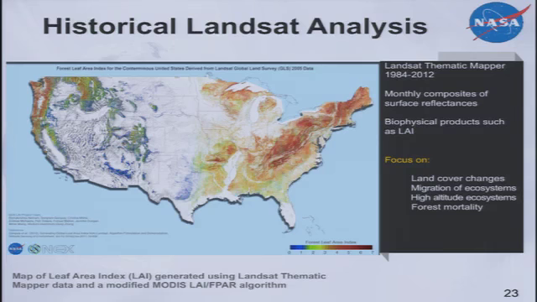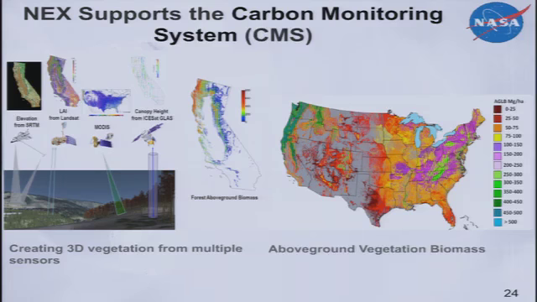Of course, we can take a look back in time, what kind of change had been there. This is the Landsat data analysis. And we also support data monitoring, carbon monitoring, using multiple platforms and putting together data products so we can understand what kind of vegetation, how much carbon we are storing or emitting.